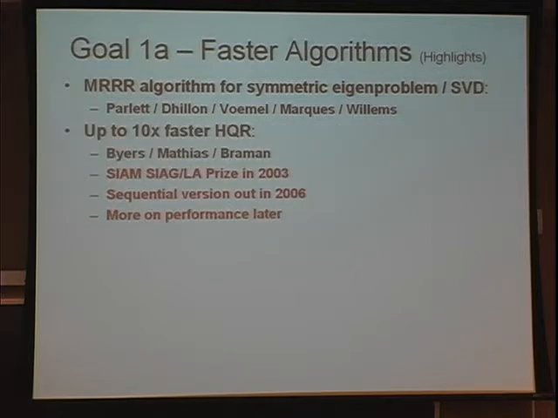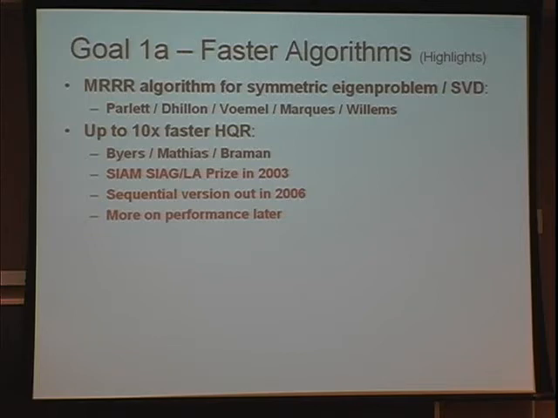Okay, so that's enough on that algorithm. Let me move on to the non-symmetric eigenvalue problem. This, as I said, won a SIAM prize also in the year 2003. We're going to have this version of the code out in 2006. Ralph Byers spent a sabbatical at Berkeley, and he spent the whole time hacking this code. He was very generous with his time, so that's why it's getting into the library. And I'll have performance in just a moment. It's up to 10 times faster, but I'll give you some performance data.